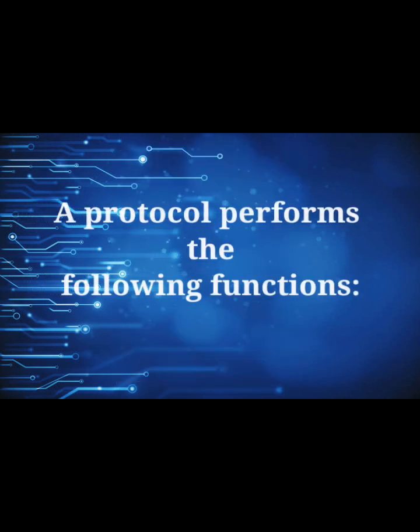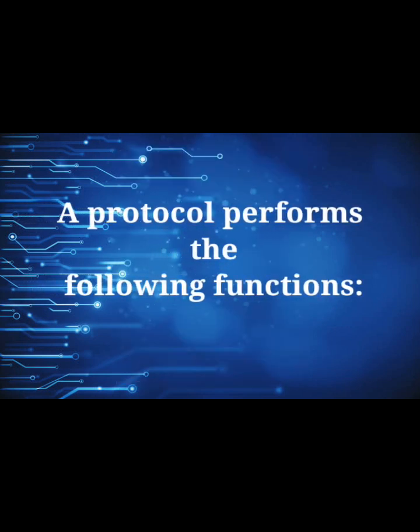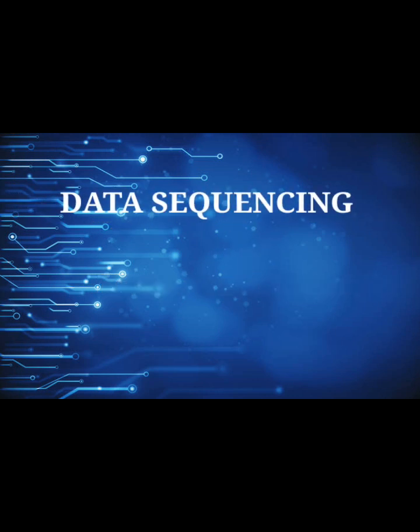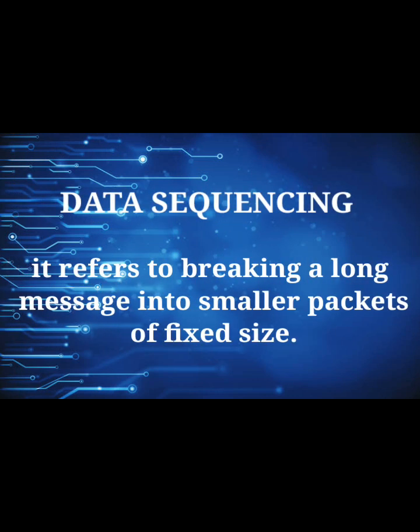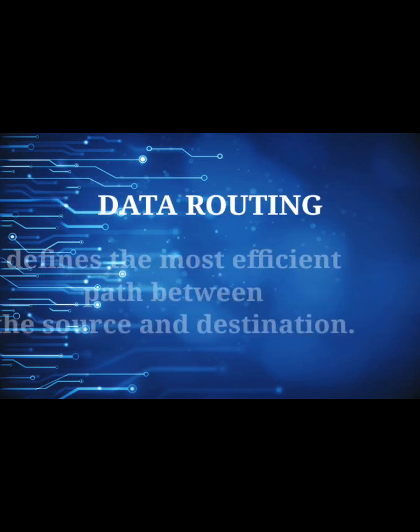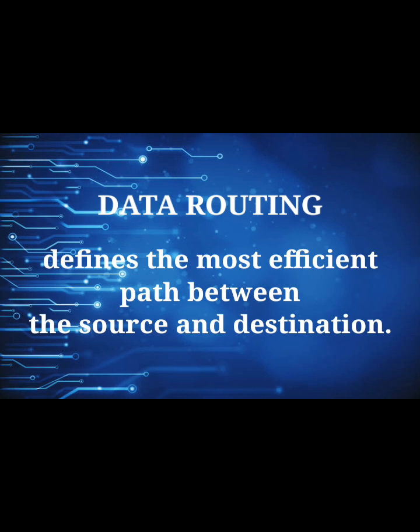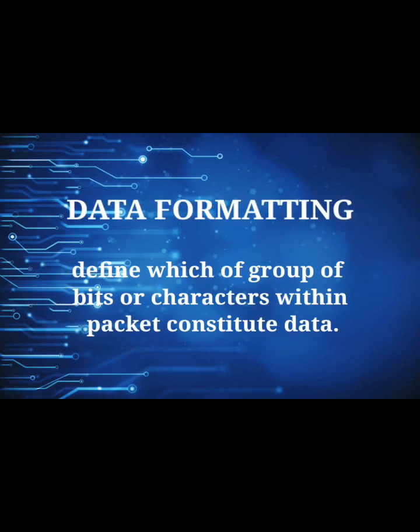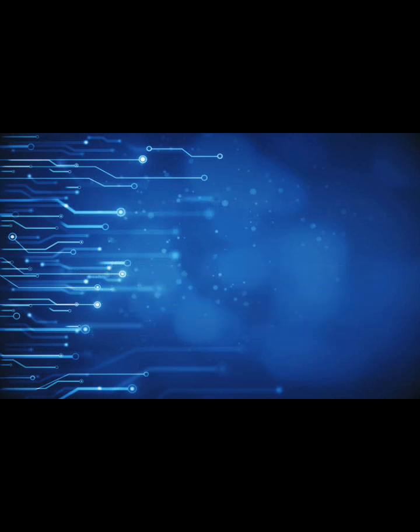I'm going to tackle how network protocols perform the following functions. Data sequencing refers to breaking a long message into smaller packets of fixed size. Data routing defines the most efficient path between the source and destination. Data formatting defines which group of bits or characters within packets contains data, control, address, and other information.